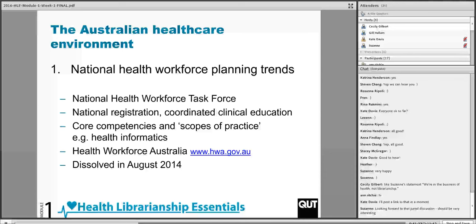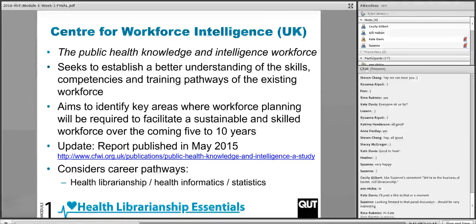In the UK, there have been some similar activities happening as well. They've had a body of work happening under the Public Health Knowledge and Intelligence Workforce. So here again, thinking about public health knowledge and public health intelligence, it's that information space again, which obviously health librarians occupy. It also intersects into health informatics again, and also health statistics. So a report was published last year, in May, and there's a link to that on the Blackboard site. But it looks specifically at the areas where workforce planning will be required to look at future needs. How is the workforce going to be sustainable? How will we ensure that everybody has the right skills and competencies to carry it forward into the future?